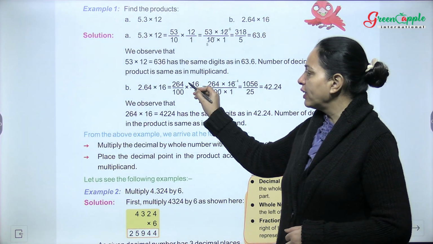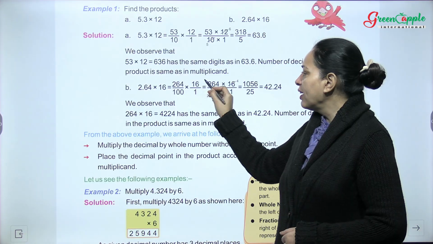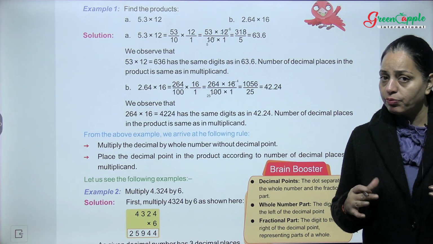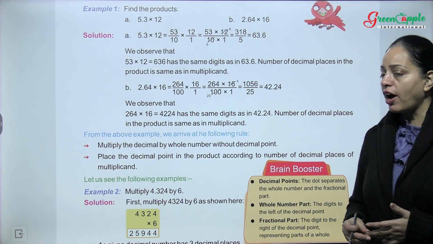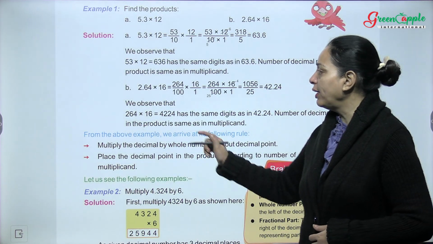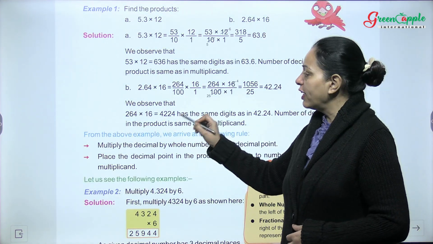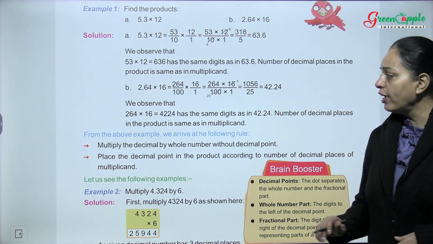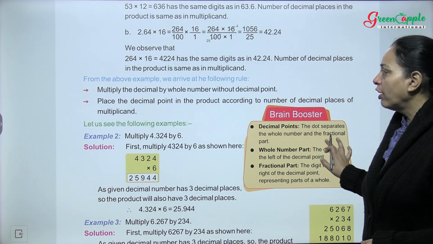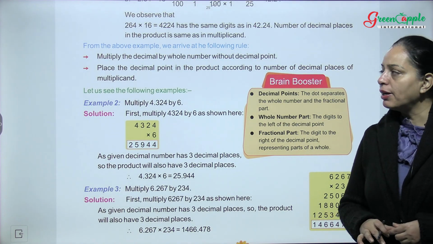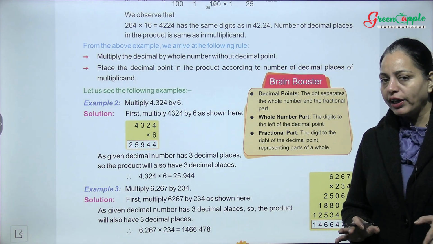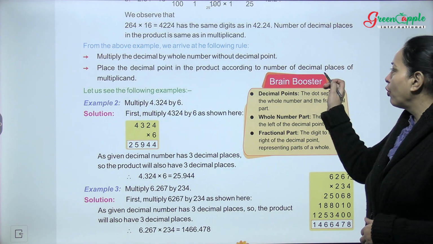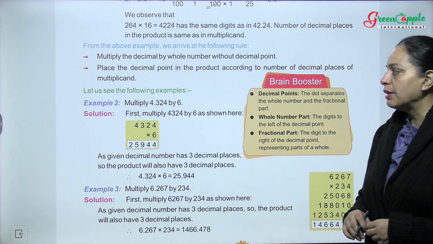We can do 264 upon 100 into 16. Cut it. Here you will do cancellation, then you will do division. It will take more time. So to save your time, I would prefer that just simply multiply the numbers and put the decimal before two digits. So answer is 42.24. Okay. So from the above example, we arrived at the following rule: multiply the decimal by the whole number without the decimal point, and then place the decimal point in the product according to the number of decimal places of the multiplicand.